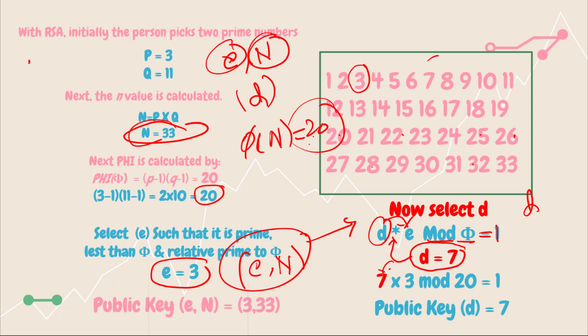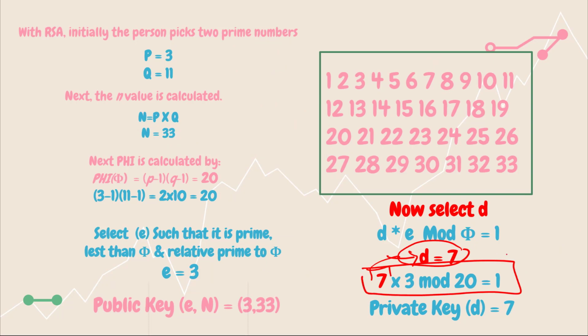So D, which is 7 times my E, which is 3, 7 times 3 is 21, and my phi is 20. So I am saying 21 mod 20. Let's do the division: 20 times 1 is 20, and my remainder is 1, which is true. So I will select D, which satisfies this condition, and I get the remainder of 1. So this D, 7, will become my private key.